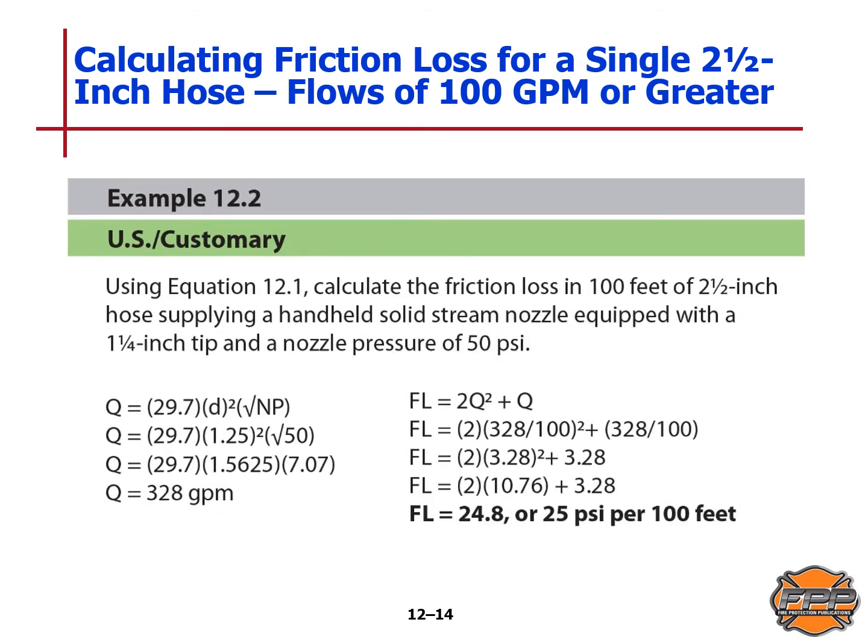Your friction loss equals 2Q squared plus Q. So your friction loss, once you work out the math, is 2 times 328 divided by 100 squared plus 328 divided by 100. So the friction loss, once you work out the math, is 2 times 3.28 squared plus 3.28. And the friction loss is 2 times 10.76 plus 3.28. So the friction loss is 24.8 or 25 psi per 100 feet.